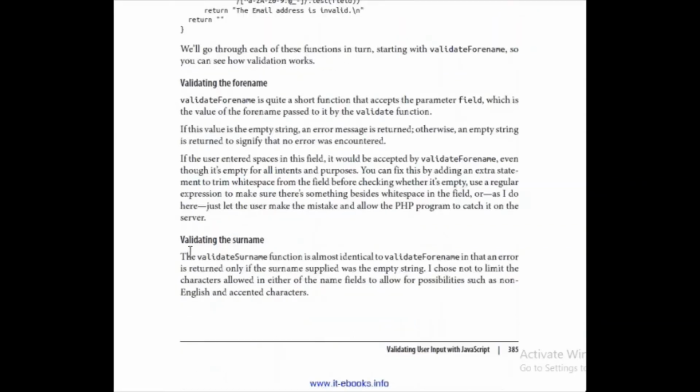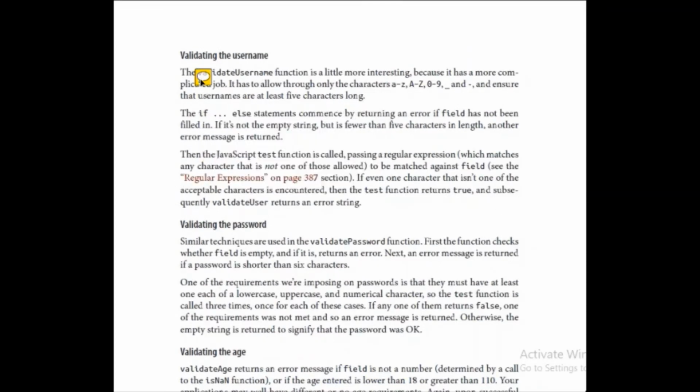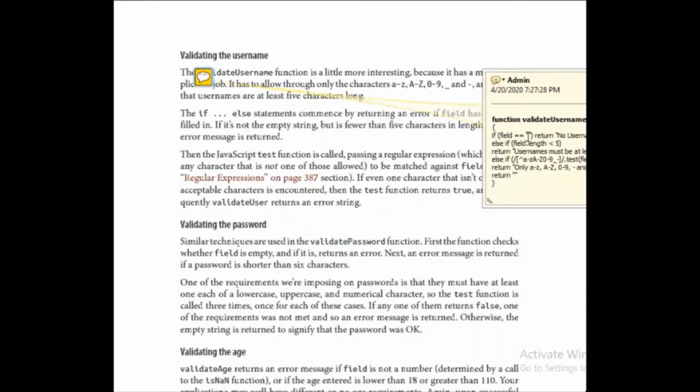The major function now is validate username. Now we are going to check what this function is actually doing right here. This function is checking if field is equal to empty, return no user was entered. If somebody hasn't entered anything in this field, it will return that no username was entered. If field dot length is less than 5, this is very important. Field dot length will return the length of the characters you have entered. So it is saying that username cannot be less than 5 characters. If it is less than 5 characters, it will return usernames must be at least 5 characters.